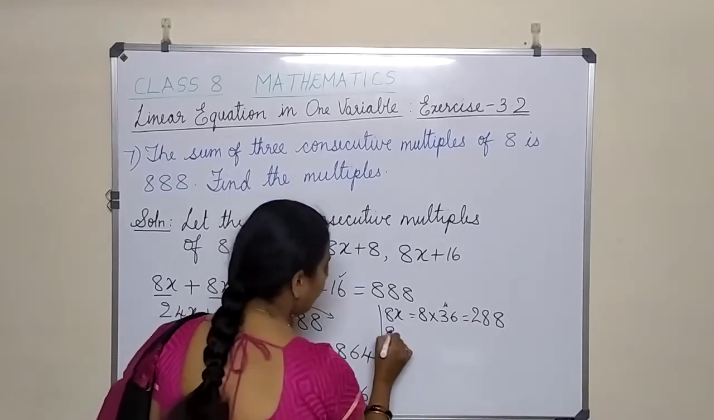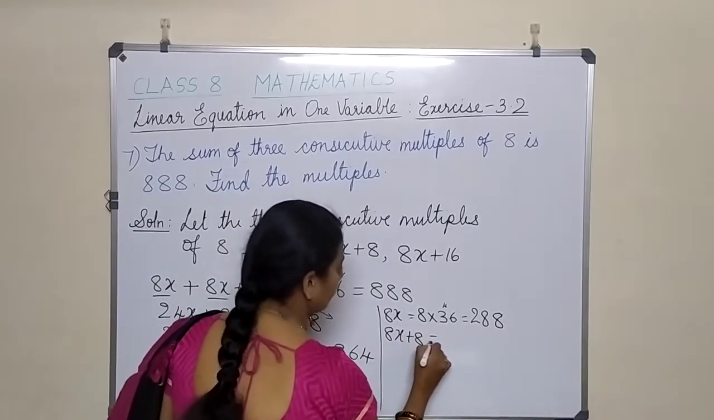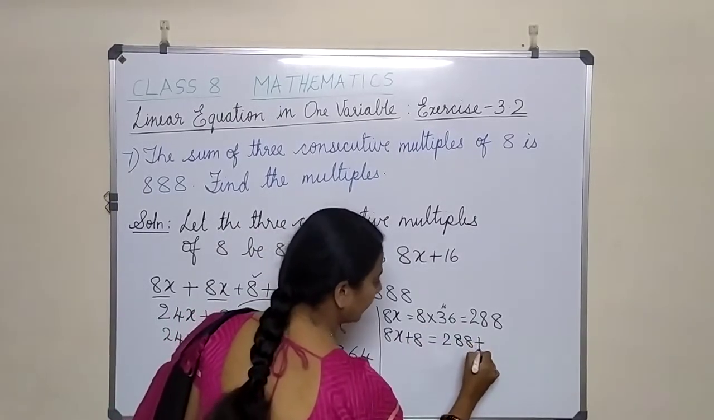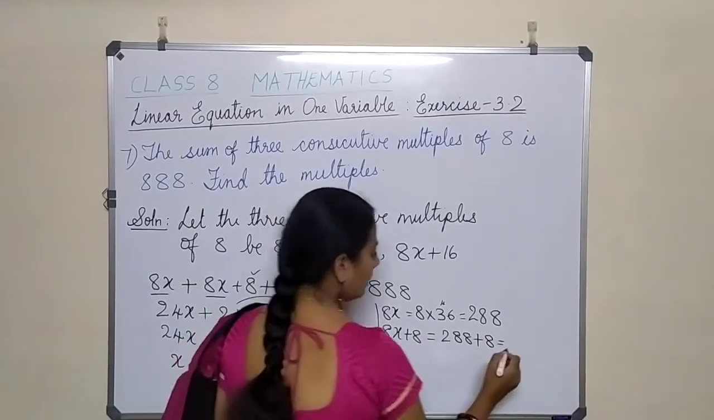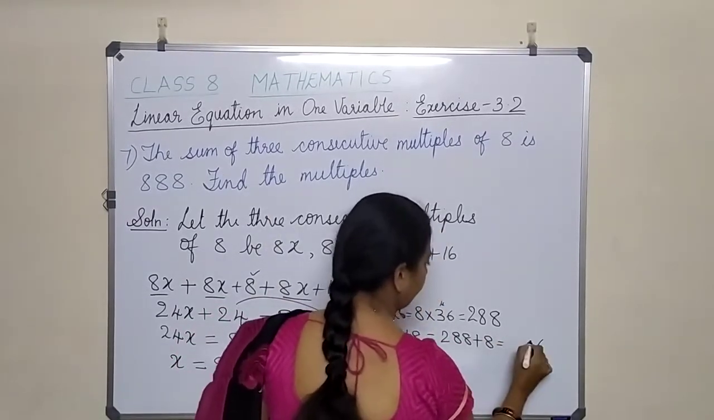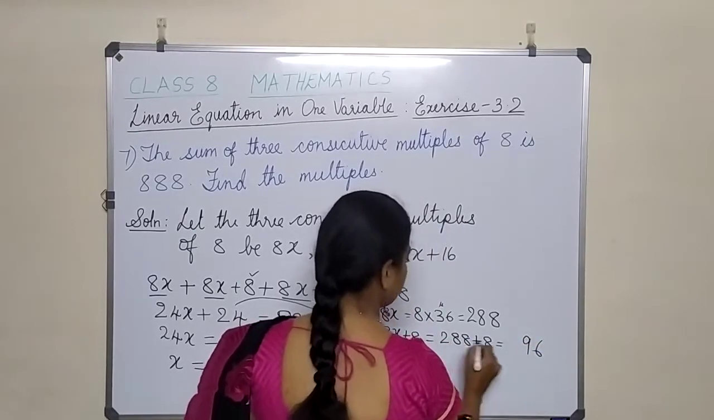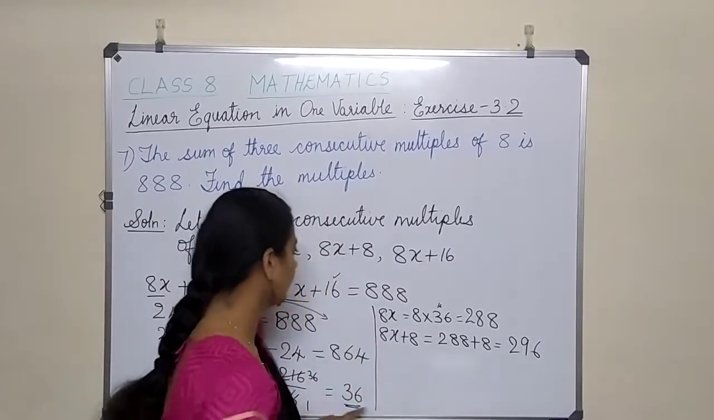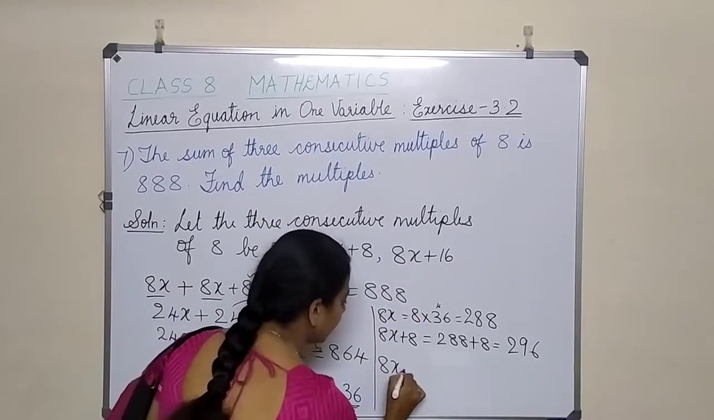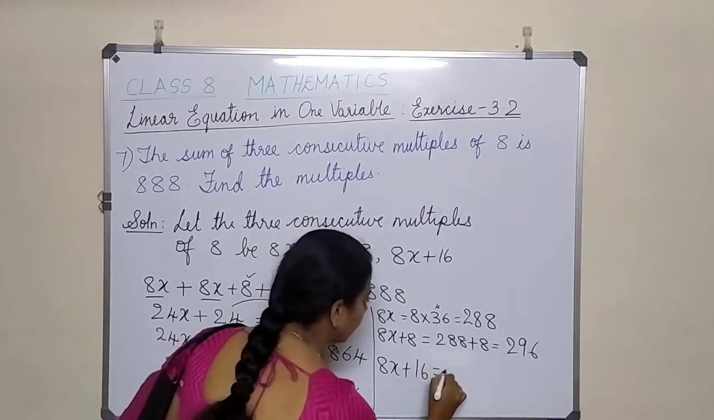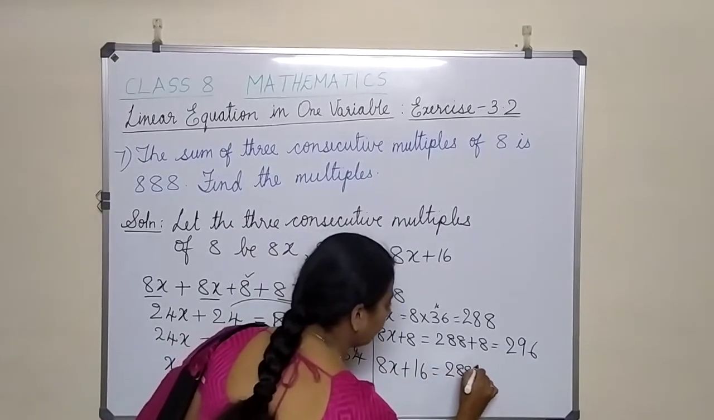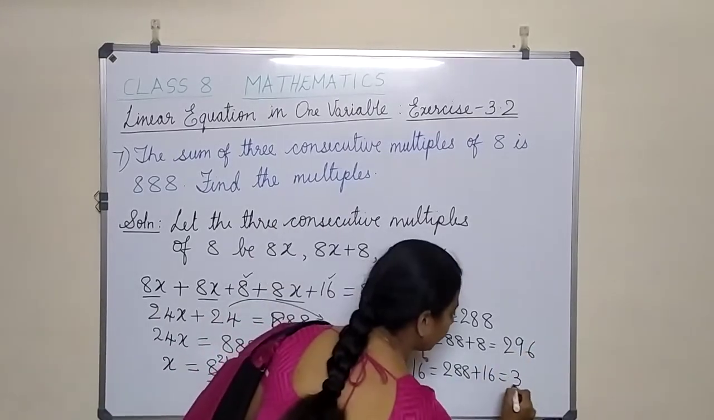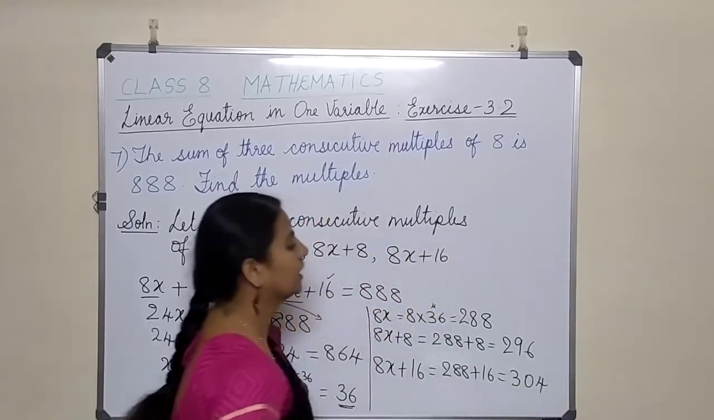Then 8x plus 8. We already know what 8x is. 288 plus 8. How much is this? 8 plus 8 is 16, 1 carry, 9. Then comes 2. So the value of the next number is 296. Then we will find 8x plus 16, that is 288 plus 16. You just have to add 8 to this. That is 304.